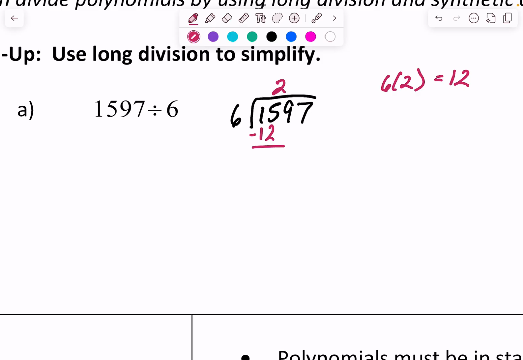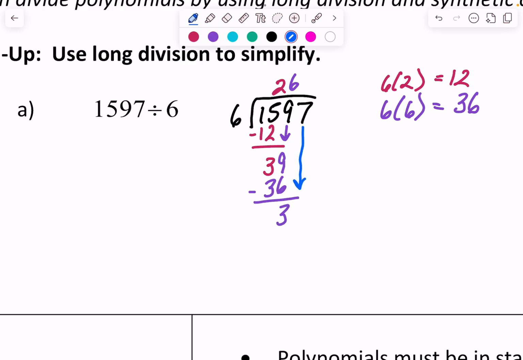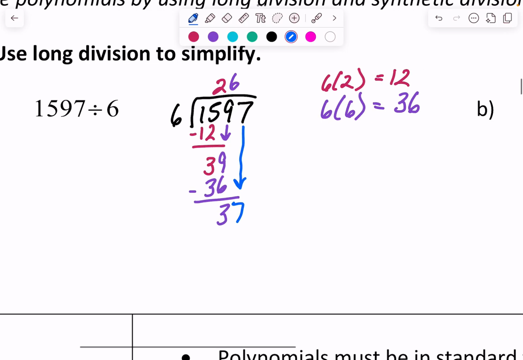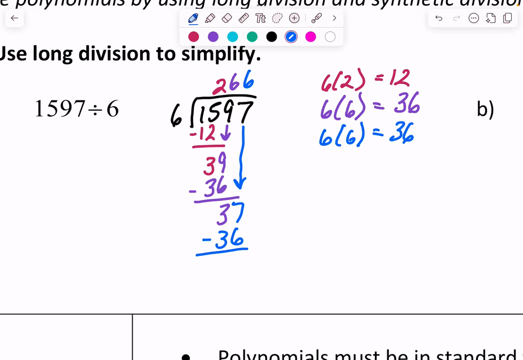And then I subtract, so I have 3 left. And I bring down my next number. So then how many times can 6 go into 39? 6 times, we get 36. 6 goes on top, 36 goes below, and we subtract. And we bring down our next number. And again, it can go in 6 times, so 6 goes on top, 36 goes below, and we subtract.